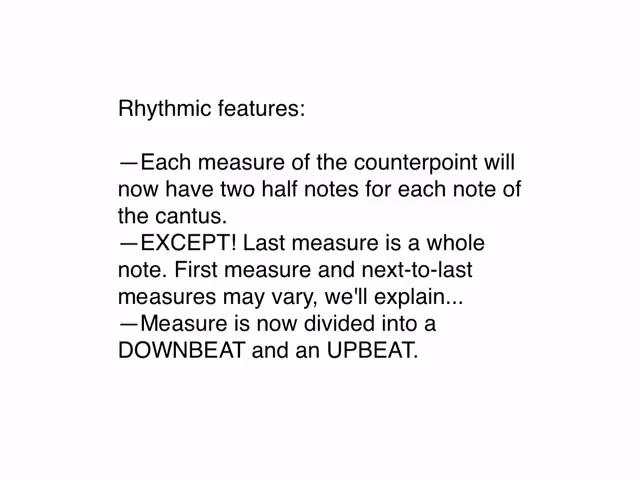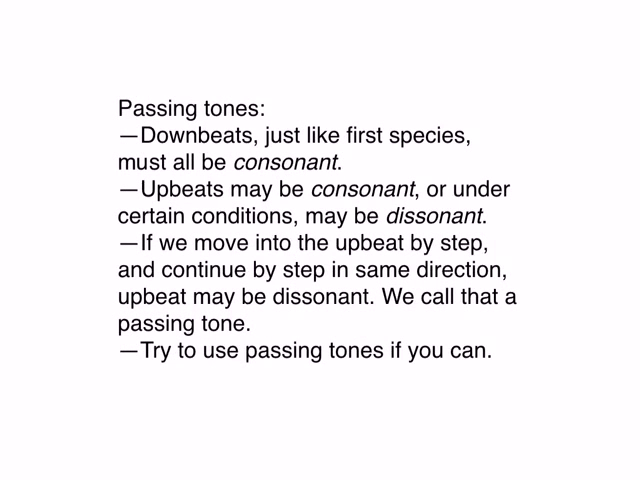So the measure is now divided into a downbeat and an upbeat. The downbeat is the first half note of the measure, and it gets more stress or emphasis. The upbeat will be the second note of the measure, and that gets less stress or emphasis, and this gives us a little more freedom. Here's what I mean by more freedom, and I'll show you how to use passing tones.